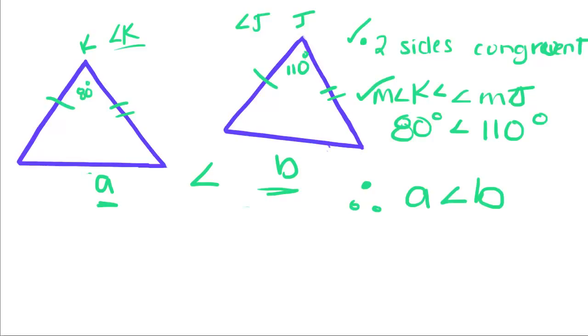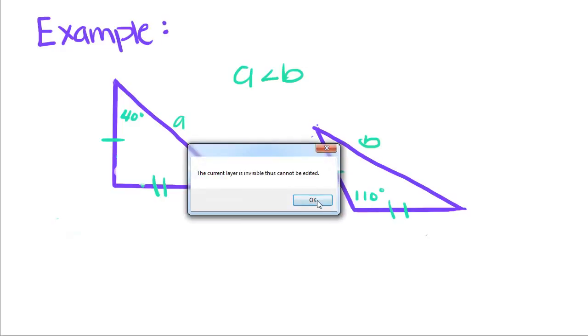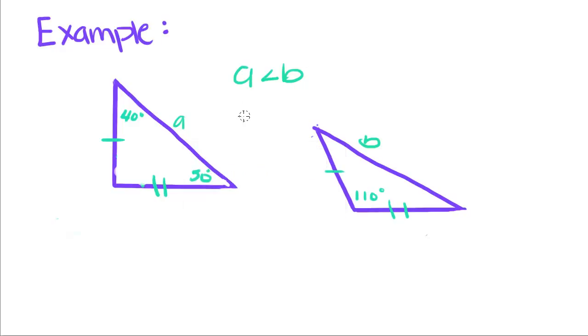So now that we know what it is, we're going to do an example to make sure you completely understand what we're doing. So for these two triangles, I know that this side is congruent to this side, and this side's congruent to this side. And I know that this angle is equal to 110 degrees. So I need to find out what the measure of this angle right here is.